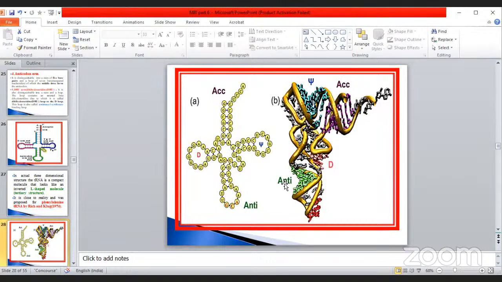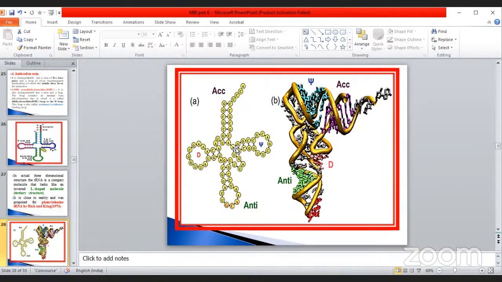And the dihydrouridine and anticodon sites. In this category, this one is called the acceptor arm. This is the TCU arm. This one is the extra arm. This one is the anticodon arm. This one is the dihydrouridine arm. There are 5 arms. This is the molecular structure, you can see like this. This is the cloverleaf model.